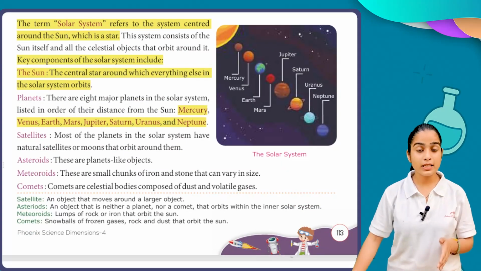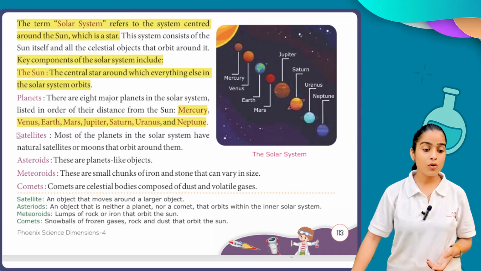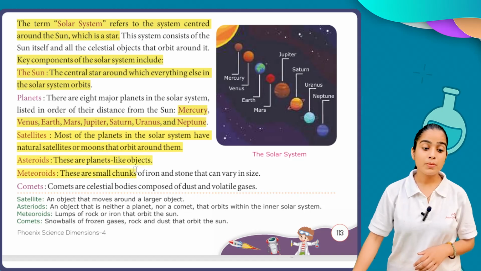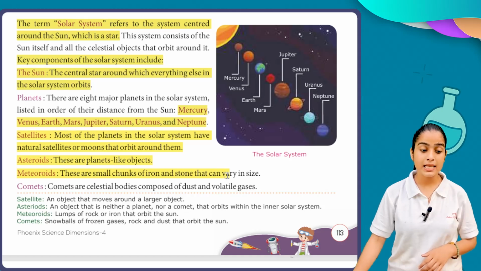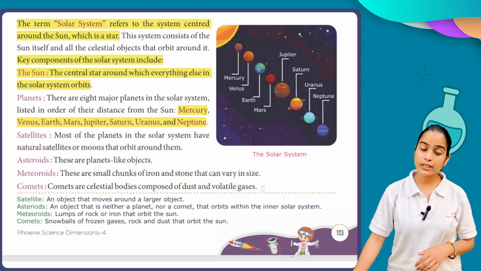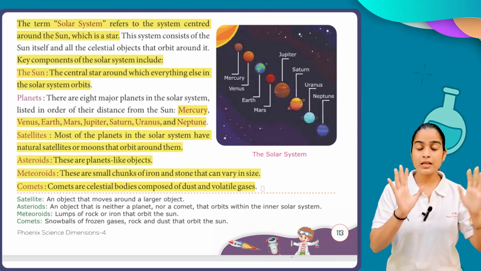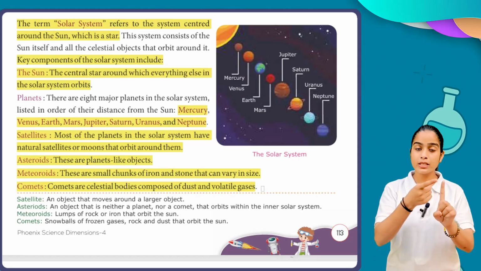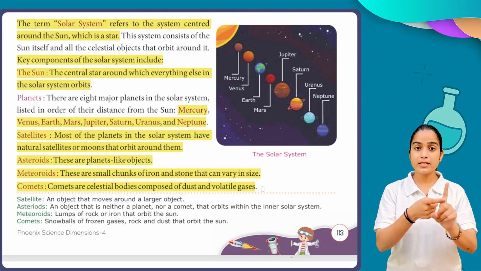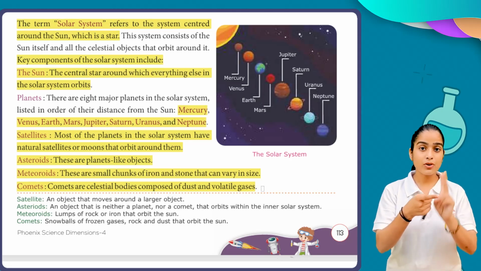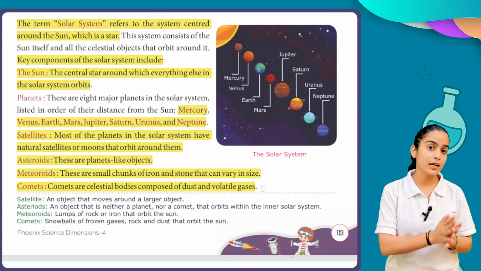Now we have other things as well, which other than planets are called satellites. Most of the planets in the solar system have natural satellites or moons that orbit around them. Next we have asteroids. They are planet-like objects. Asteroids are small chunks of iron and stones that can vary in size. And next we have comets. Comets are celestial bodies composed of dust and volatile gases. So all these things are present in our solar system. First the sun, next 8 planets, next satellites, asteroids, and comets. So these are the things which are present in our solar system.